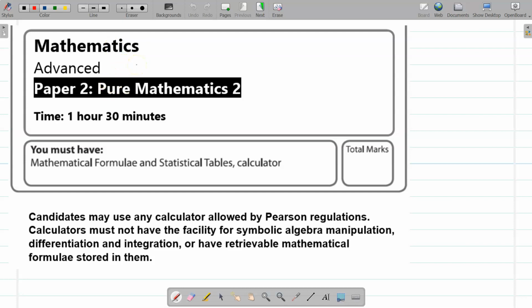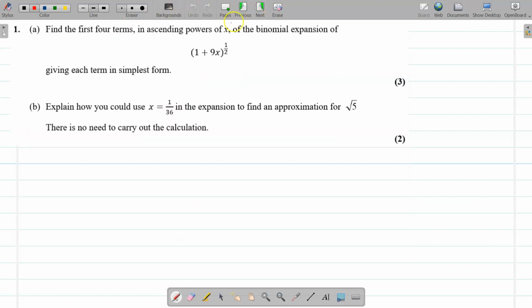Okay, this is year 13 PPE and it's the Pure Mathematics paper 2. Okay, first question. Now we have here 4 terms in ascending powers of x, the binomial expansion of that. And what I'm going to do before I write it out is just call this thing f of x. So it saves me having to keep writing it over and over again. Okay, so f of x equals that, and I'm going to carefully, step by step, expand it out.